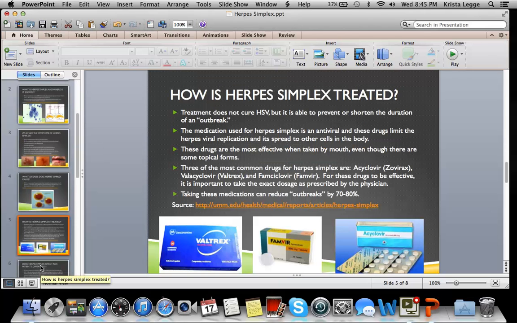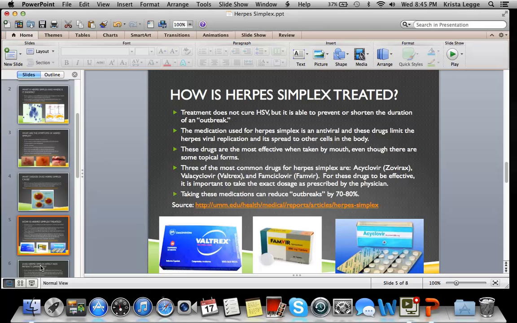How is herpes simplex treated? The treatment for herpes simplex does not cure the herpes simplex virus because it's always in your body. It can never be taken out of your body. It's always harbored in there. But it's able to prevent or shorten the duration of an outbreak by taking the medication.